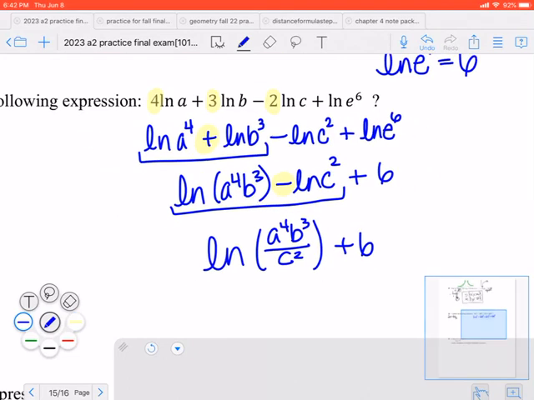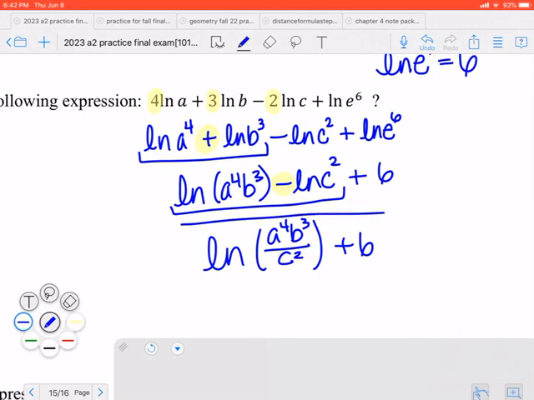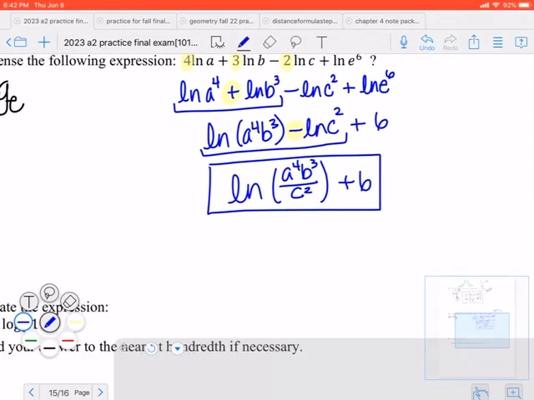And that's it. We did it. We condensed this into one natural logarithm. One logarithm, and then just plus a constant. We can't combine a logarithm with a normal number. So we're done.